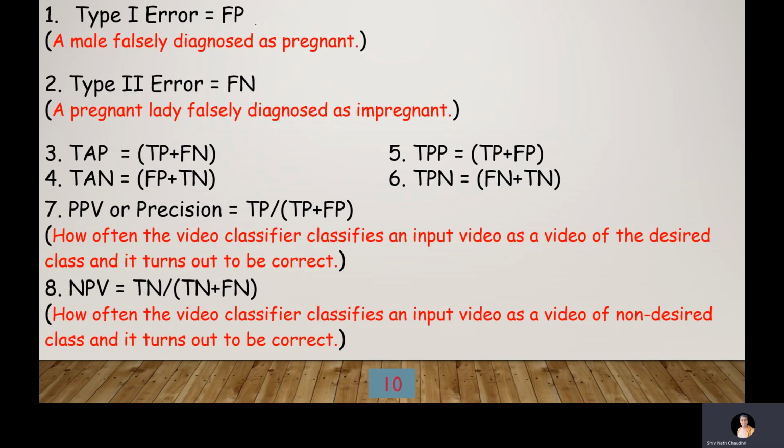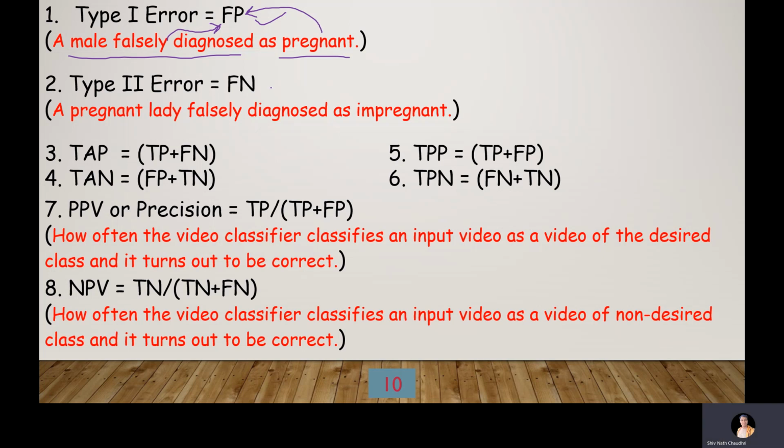The first parameter is type 1 error. Type 1 error represents the false positives of the confusion matrix. For example, a male falsely diagnosed as pregnant. In this case, the prediction is positive and the actual case is false.